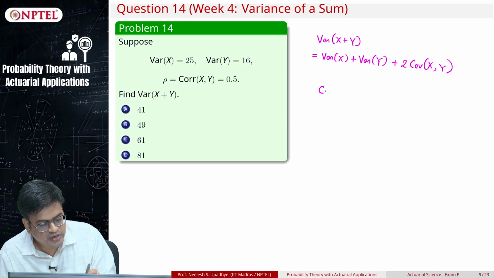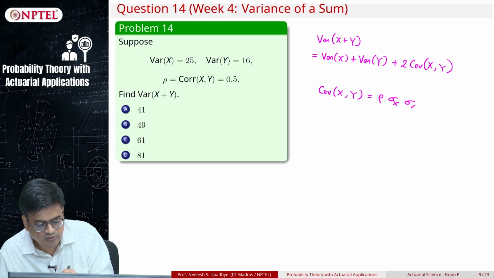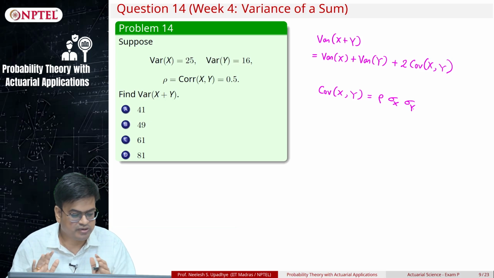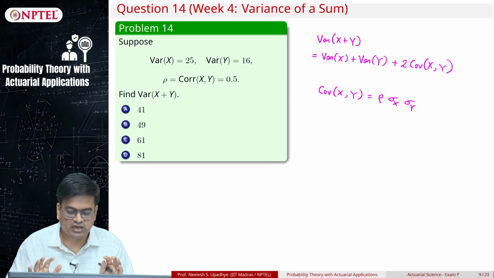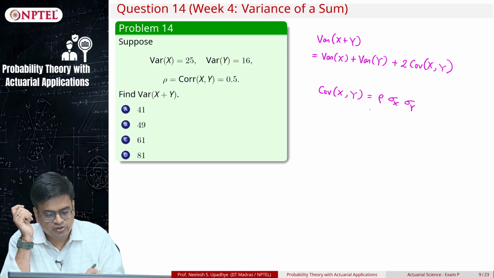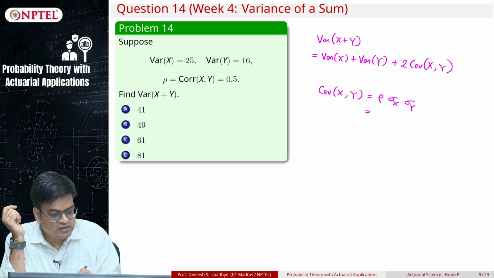But this covariance of x comma y is actually rho, which is the correlation coefficient, into sigma x and sigma y. This is what you need to remember. If you remember this, then the calculation is just simple algebra.